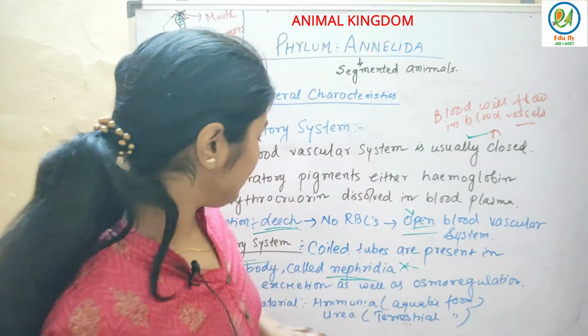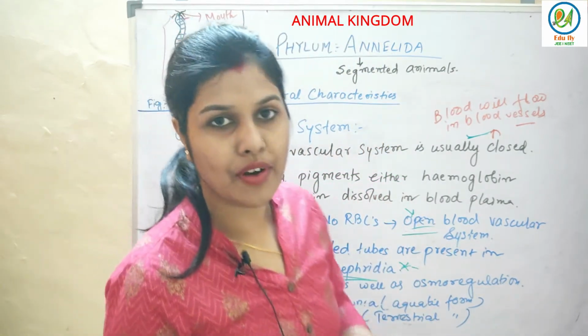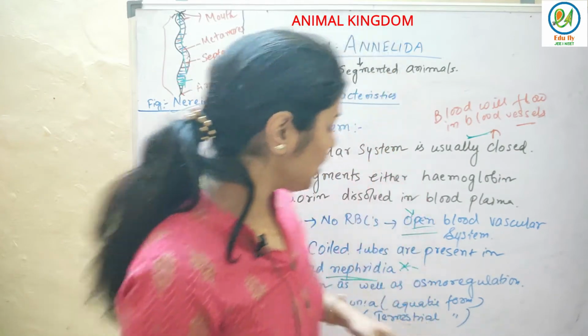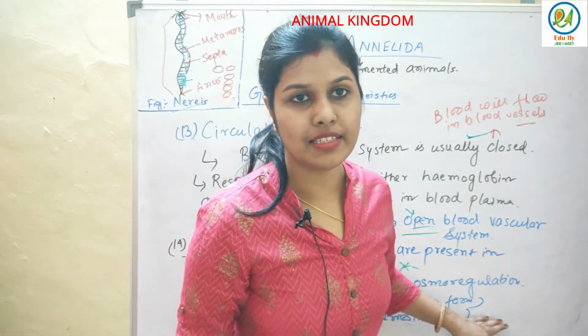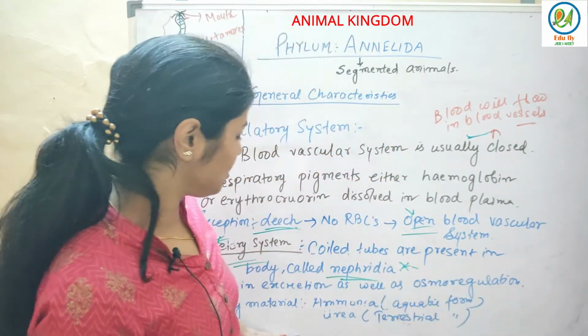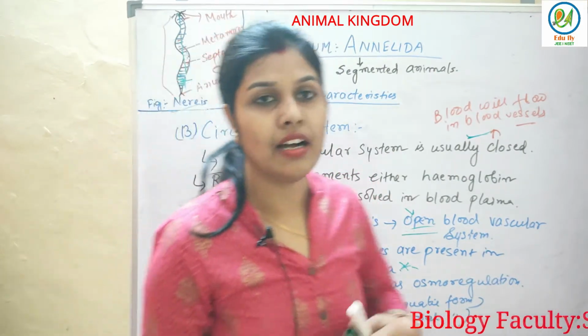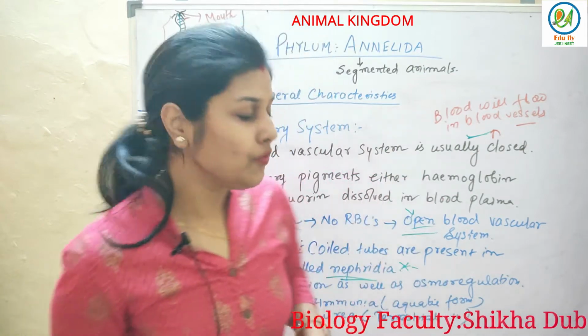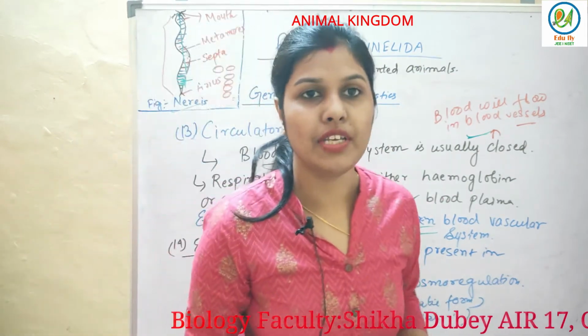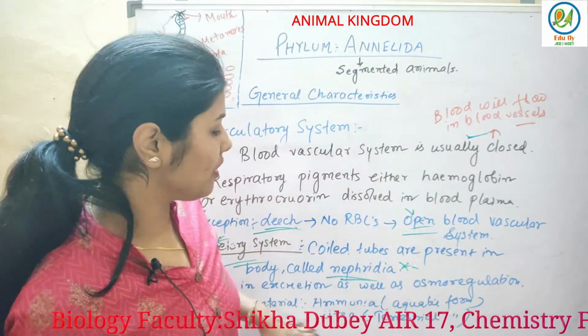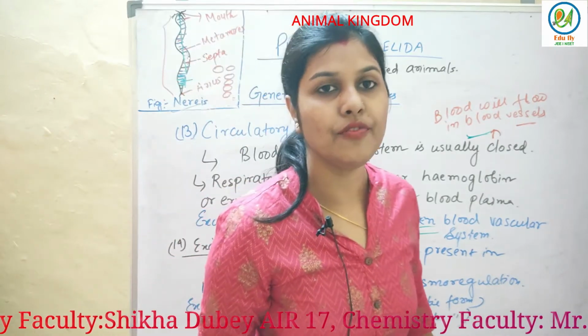But some organisms are aquatic, some are terrestrial. If they are aquatic, they have ammonia as their excretory product, and if they are terrestrial, they have urea as the excretory product. If they live in water, the excretory product will be ammonia. And if they are on land, terrestrial, they have urea.